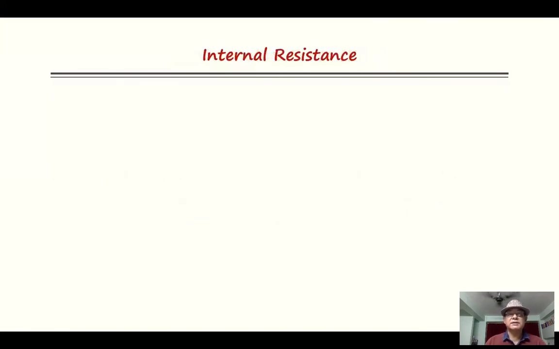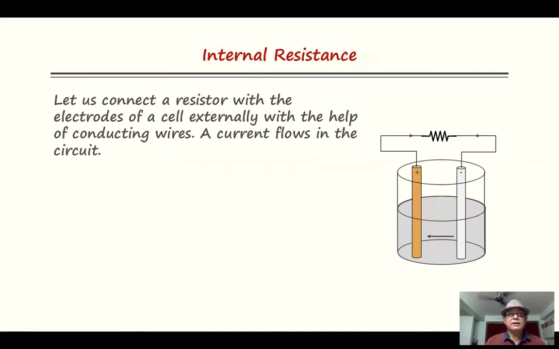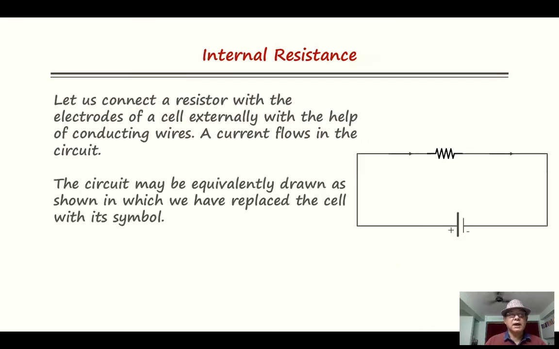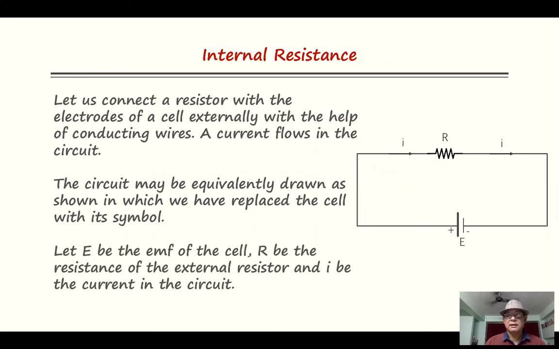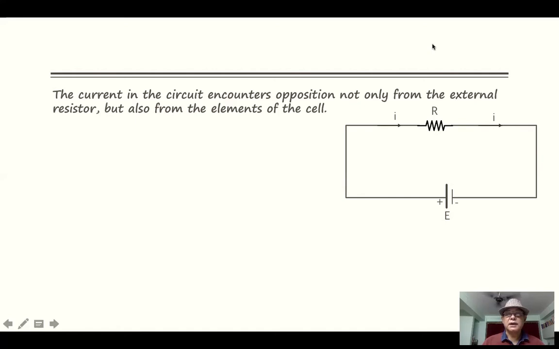Now, internal resistance. Let us connect a resistor with the electrodes of a cell externally with the help of connecting wires. The current flows in the circuit. The circuit may be equivalently drawn as shown, in which we have replaced a cell with its symbol. Let E be the EMF of the cell, R be the resistance of the external resistor, and I be the current in the circuit. The current in the circuit encounters opposition not only from the external resistor, but also from the elements of the cell.